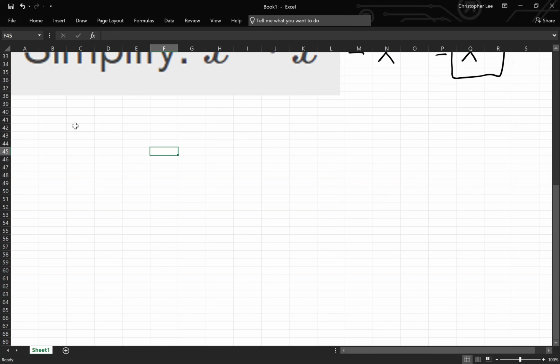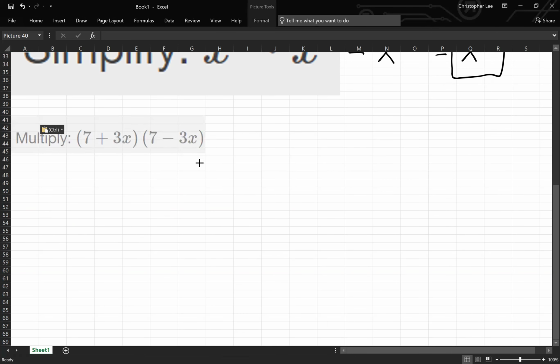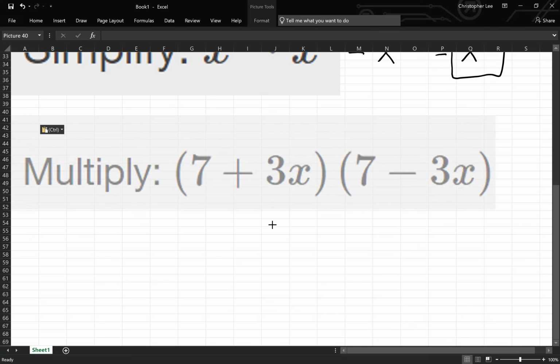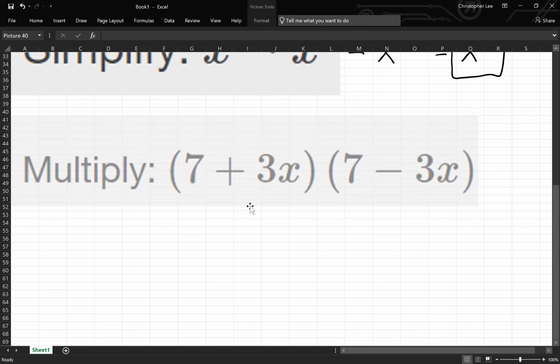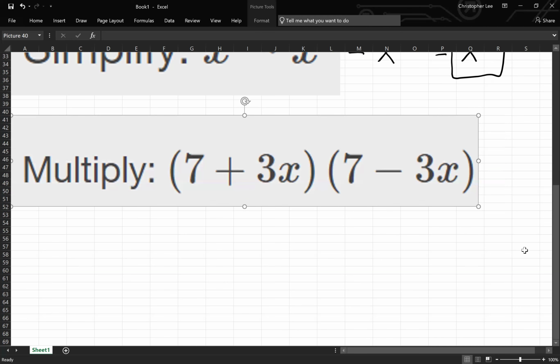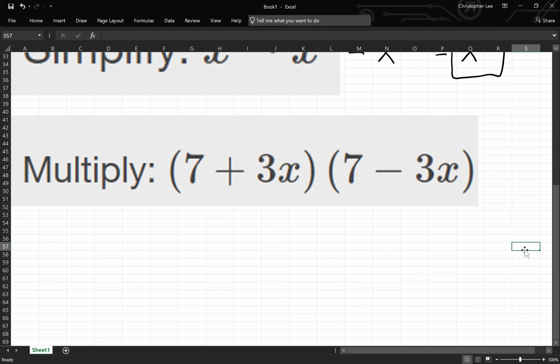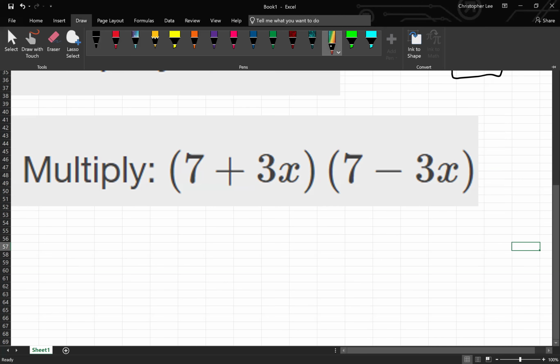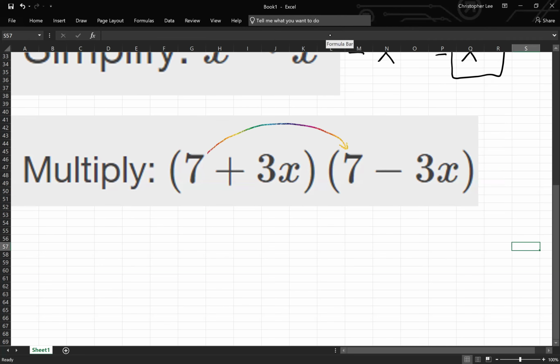All right. This is another nice little blast from our past. I want to multiply 7 plus 3x times 7 minus 3x. And you remember, whenever I'm doing this type of multiplication, I'm just going to FOIL it. So first, 7 times 7, 49.